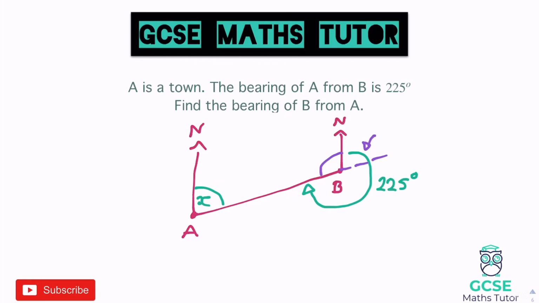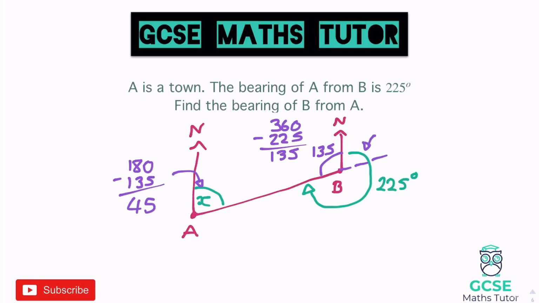So if we do 360 and take away the 225, that'll tell us what's missing there. And that leaves us with 135. So if this angle here is 135, the two angles there have to add up to 180 because they're co-interior. So if we take that answer away from 180, that'll give us our answer for this one. So 180, take away the 135, and that leaves us with 45 degrees.